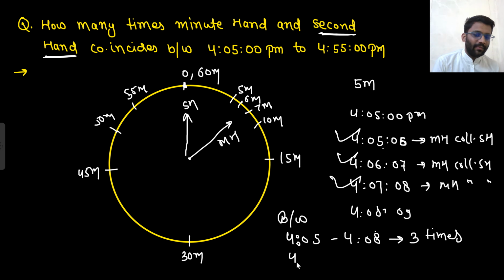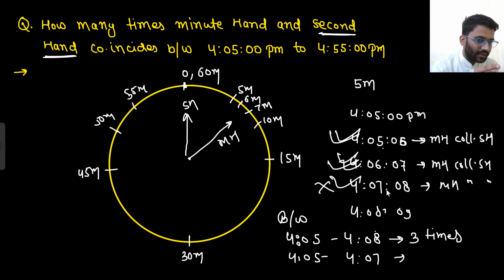If I had asked between 4:52 and 47, how many times has it collided? Here and here. Between, because this will not be counted now. This will not be counted, right? Why will this not be counted? Because it is away from 7. So 2 times.